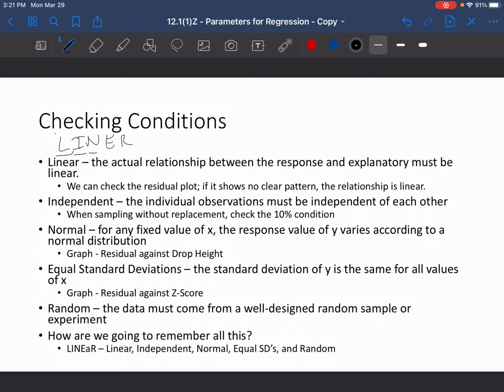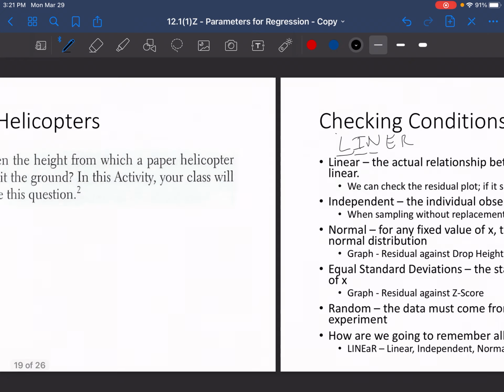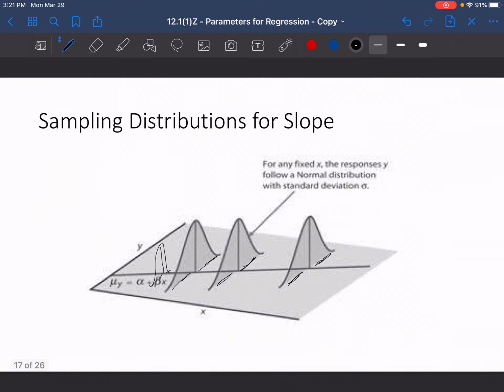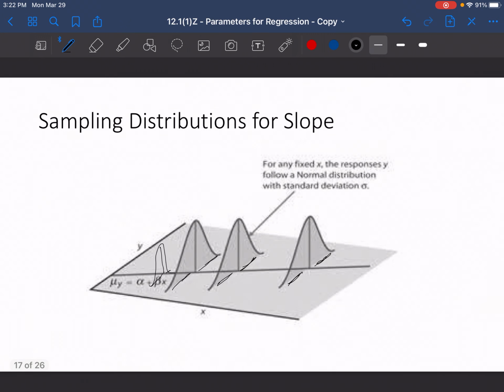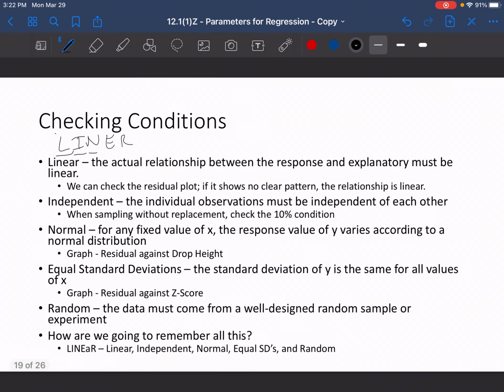Next, we want to check for normal, and so that's for any fixed value of x, the response value of y varies according to the normal distribution. And essentially what we're checking is the residual against the drop height in this case. And so really the normal condition is based off of this right here. And again, you can create a histogram based off of your regression line to see whether or not it's normal, and that's honestly what I would go with. But if you're not given that, then we'll go over how to check for that as well.